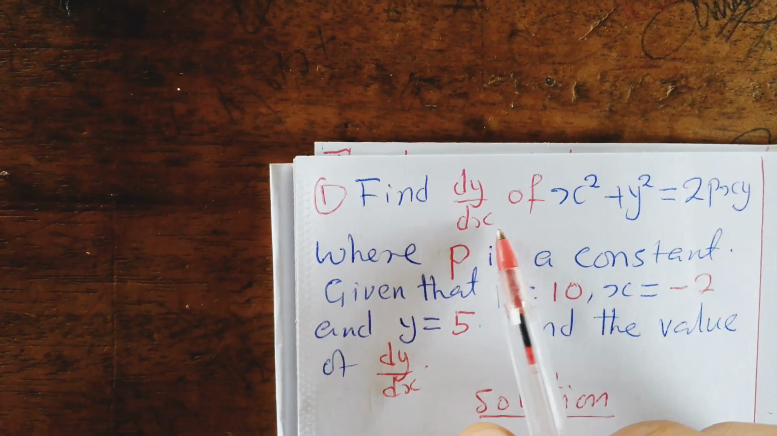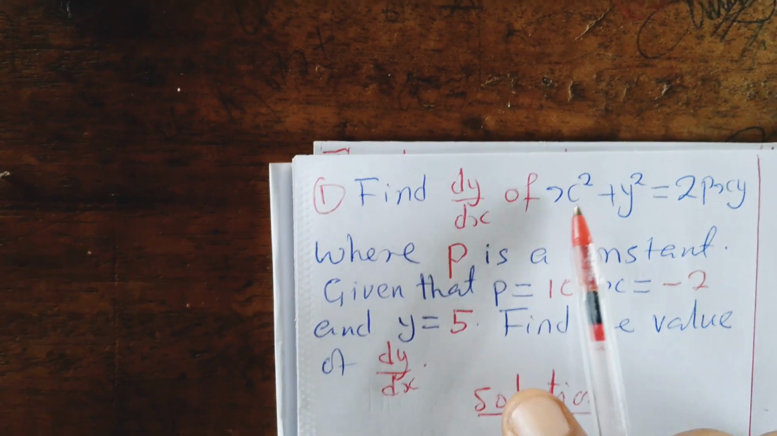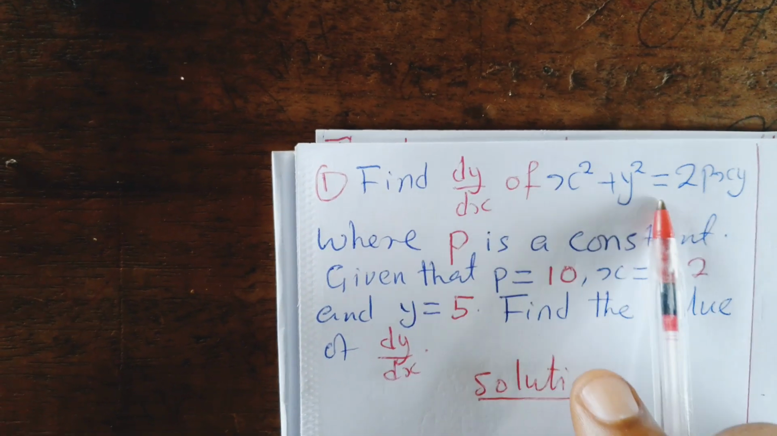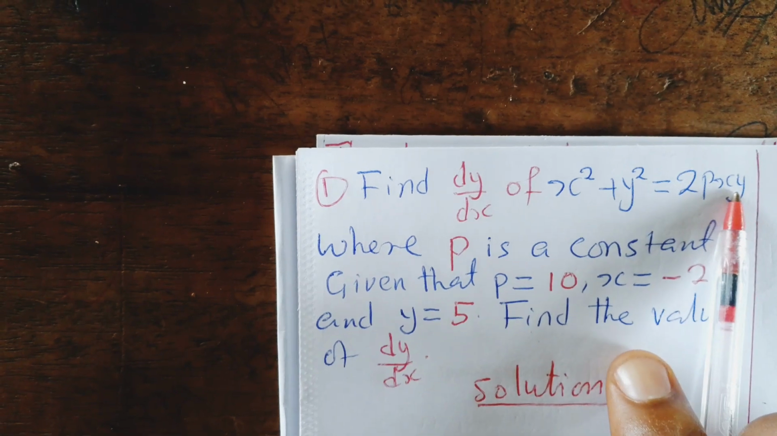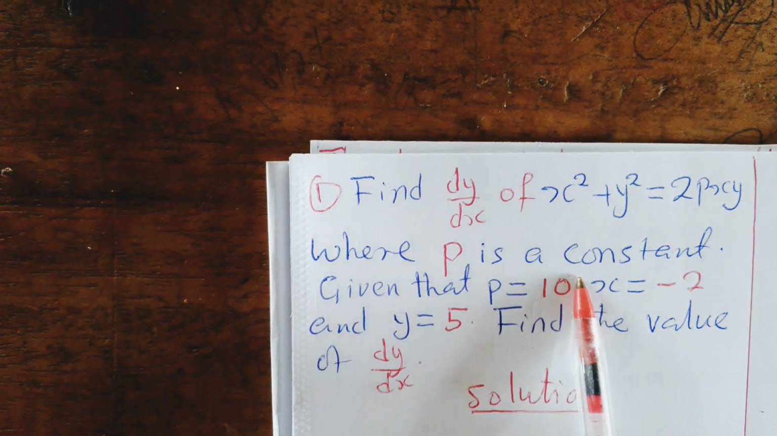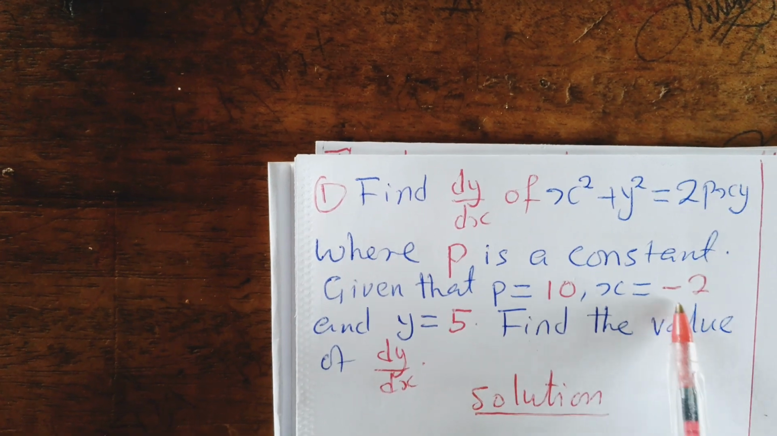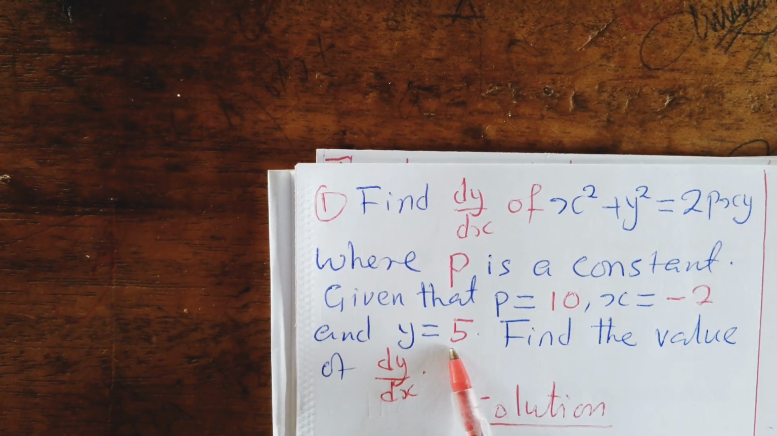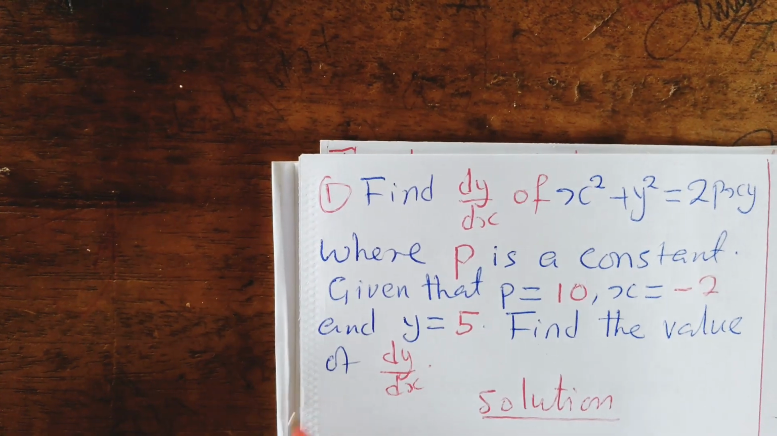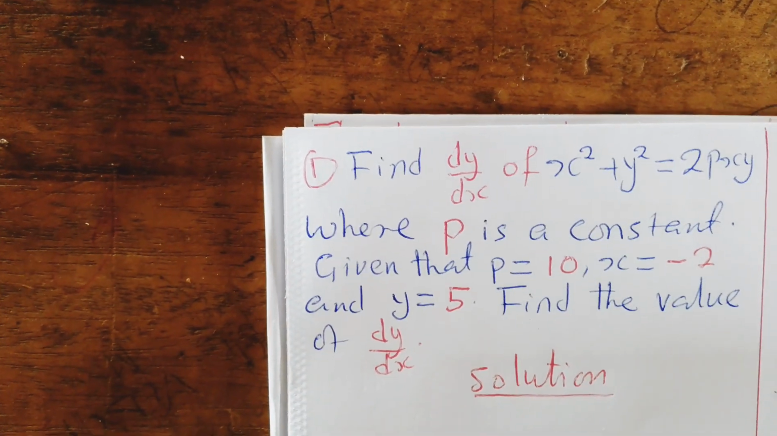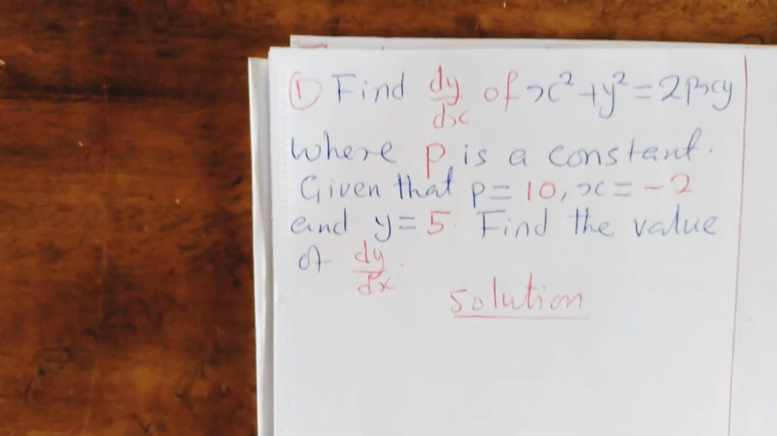I say find dy over dx of x squared plus y squared is equal to 2pxy, where p is a constant. Now, given that p is equal to 10, x is equal to -2, and y is equal to 5, find the value of dy over dx. So let me rewrite the question down.